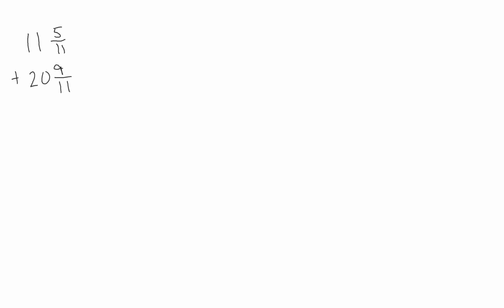So I have 11 5/11 plus 20 9/11. I'm going to go ahead and double check to make sure I have a common denominator. I do. The common denominator is 11. So I'm going to add my numerators. 5 plus 9 is 14. 14 over 11. We'll get back to that. 11 plus 20, 1 plus 0 is 1. 2 plus 1 is 3.